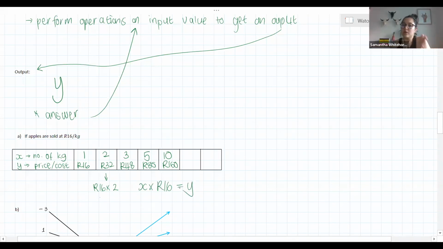And so this is where we're going with these rules. I am seeing that if I know how many kilograms I buy, if I times that by the 16 rand, I know what my output is, or I know what my cost is. Okay, we're going to get to formalizing these rules, but this is what we need to start seeing. How do I get from an X value to a Y value? In this case, I'm taking each of my X's and I'm timesing it by 16 rand.